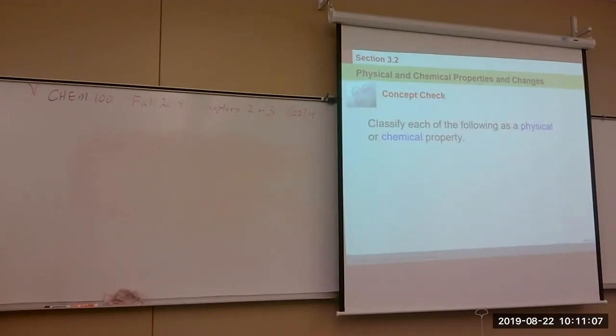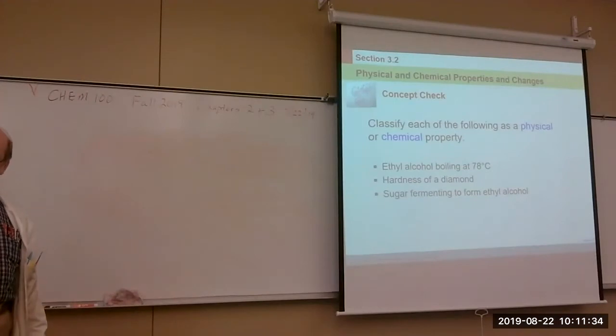Let's see if we can classify these as physical or chemical properties. Ethyl alcohol boils at 78 degrees. Physical, yep. Hardness of diamond. That's physical. In fact, diamond is the hardest naturally occurring substance. On the Mohs scale, it's 10. It's the top. And then on that scale, the least hard is 1, which is talc. Sugar fermenting to form ethyl alcohol. Chemical property, yeah.